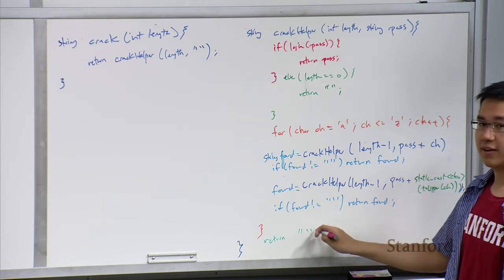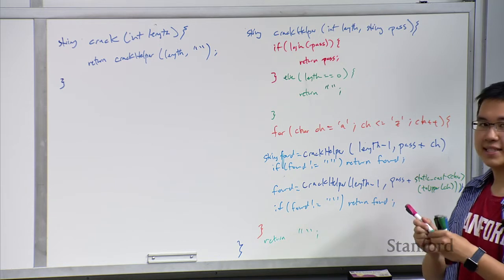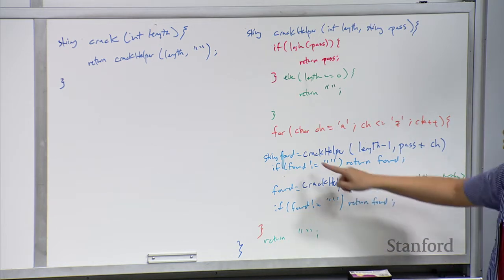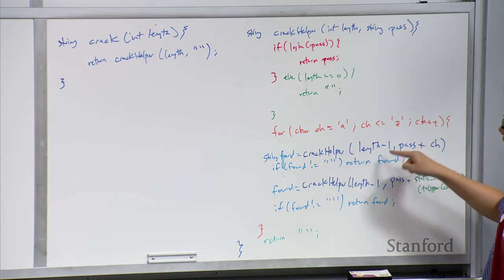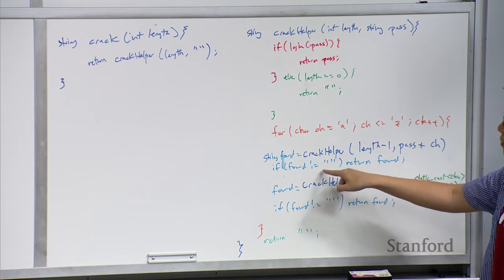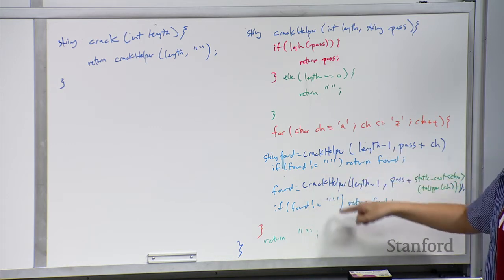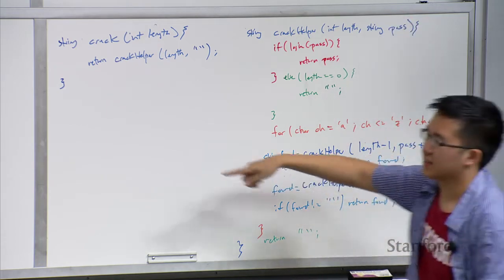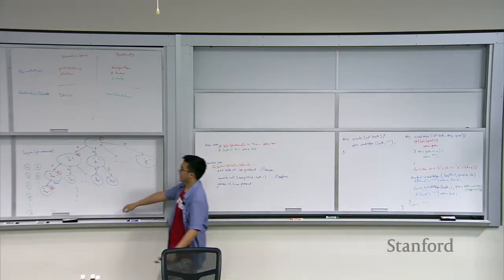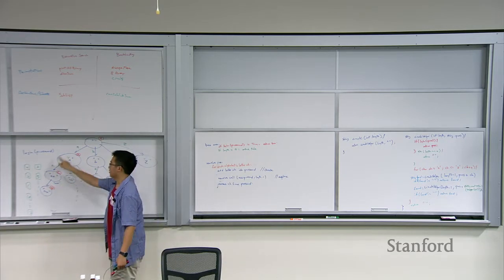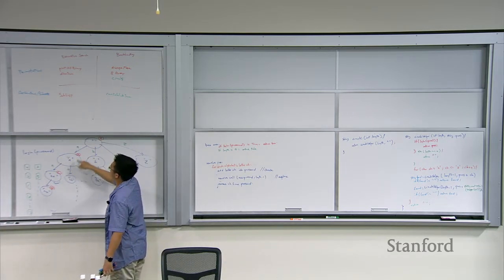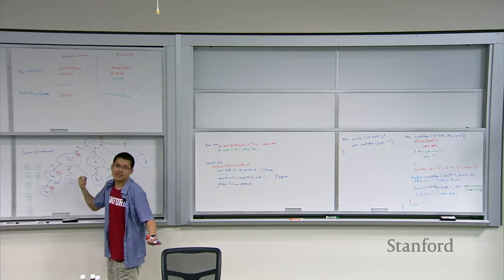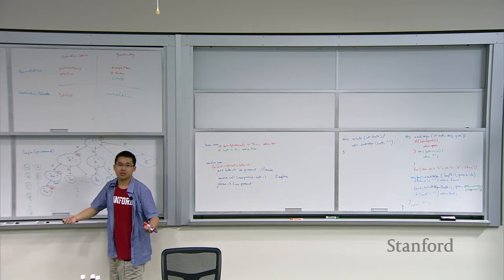We should return the empty string, right? Because if we reach this point, that means we've tried every single character. We've tried the upper and lower case, and none of them returned something other than the empty string. That means we didn't find anything in this case in some bubble. We didn't find anything extending from the bubble A, so nothing here works. We have to tell the function above, oh, we didn't find anything by sending the empty string.